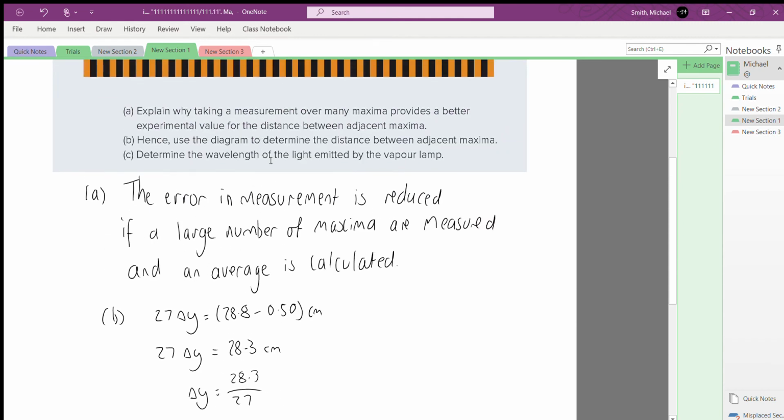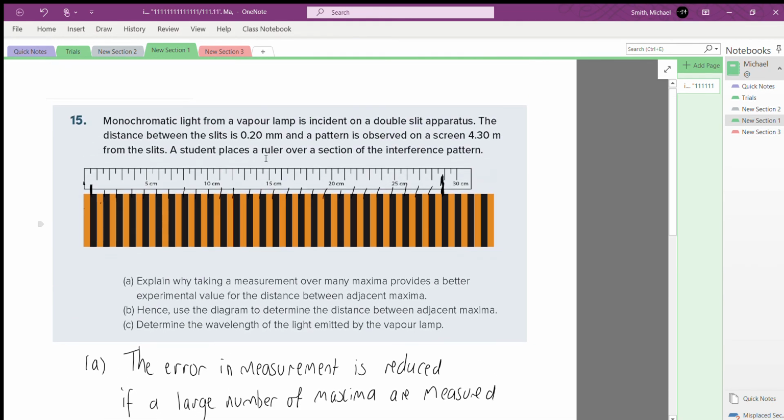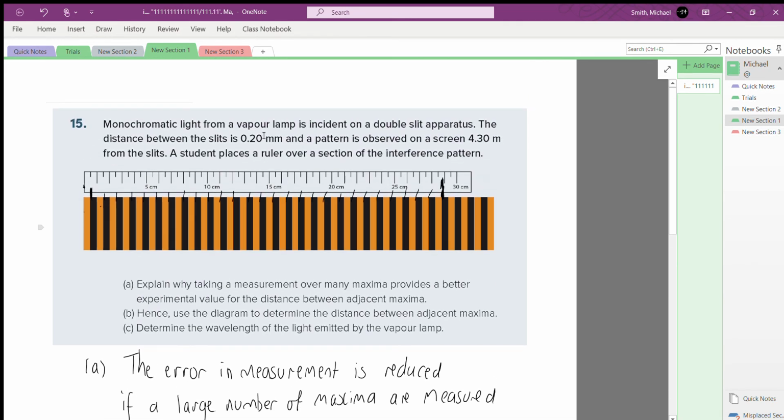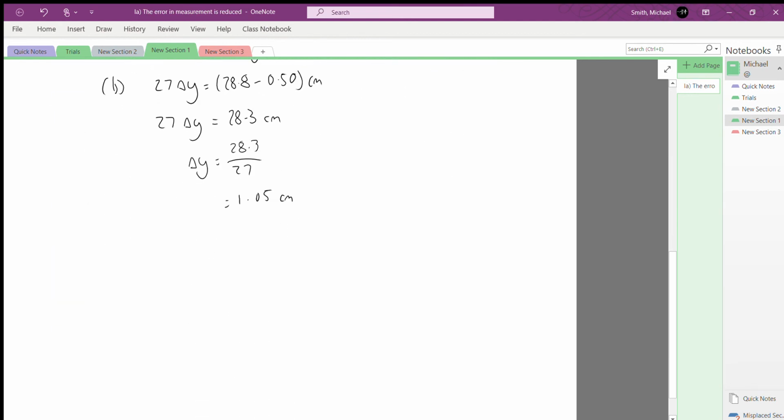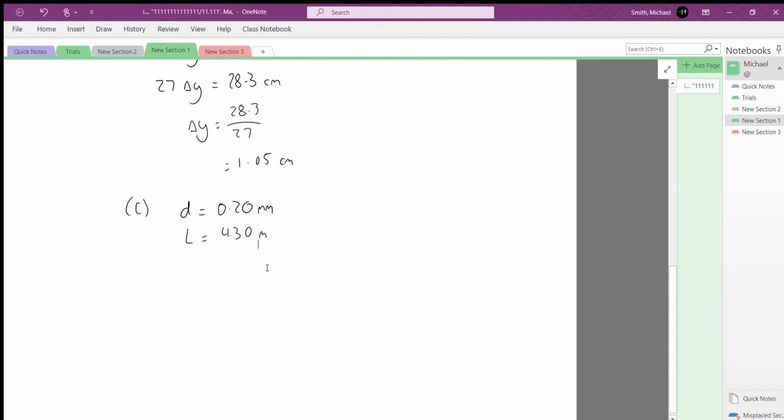Alrighty, so now we have to determine the wavelength of light emitted by the vapor lamp. So we have to look back in the question to see what information we have. We have the distance between the slits is 0.2 millimeters and it's 4.3 meters from the slits. So let's write those down first while we're thinking about it. We have D is 0.2 millimeters and L is 4.3 meters. So we're trying to work out lambda.